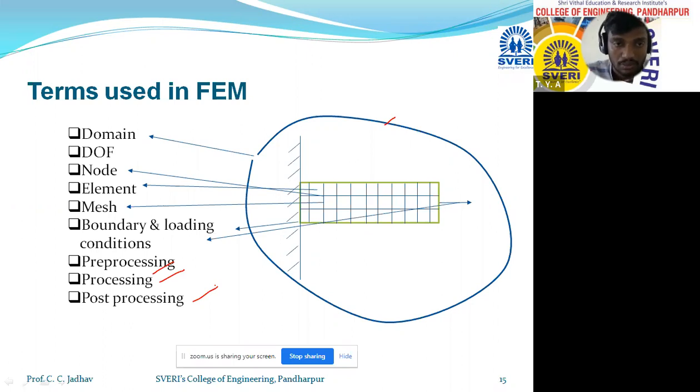Okay, these are the three important parameters in any FEM. So in that, first, pre-processing, we have to create the domain. Second, meshing, okay, with the help of the nodes and elements, and applying boundary conditions.